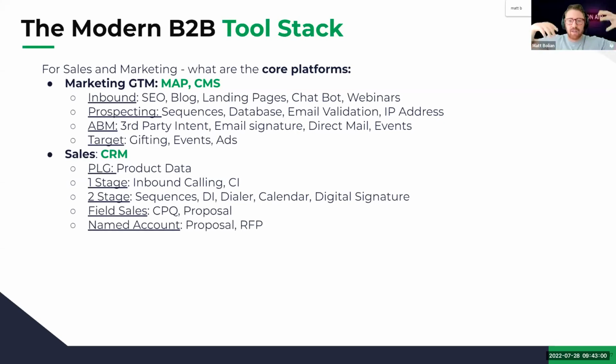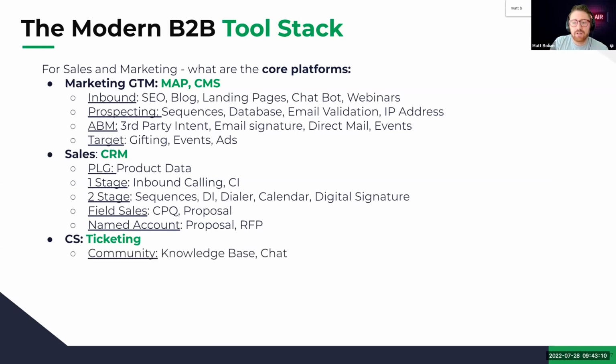So you'll see, this is not all inclusive. For CS, you have to have your ticketing system, or how you're capturing all communication. For a community-led CS, you have to have a knowledge base, a platform that lets you write how to do something, and that people can self-serve and fix their problems on their own. You need a chat feature inside the application itself and outside.